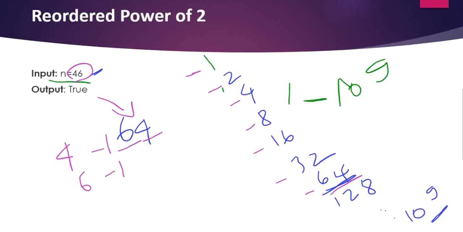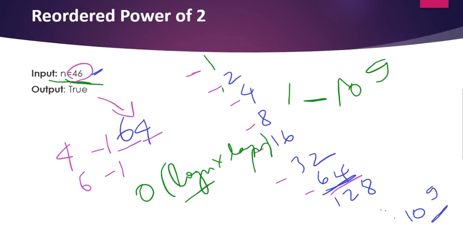Before getting into code, this actually works in big O of log n into log n, because to compare the digits of the given number n takes log n, and comparing each power of 2 from 1 to 10 power 9 is going to take one more log n. So it works in big O of log square n. So now let's see how the code is going to work.